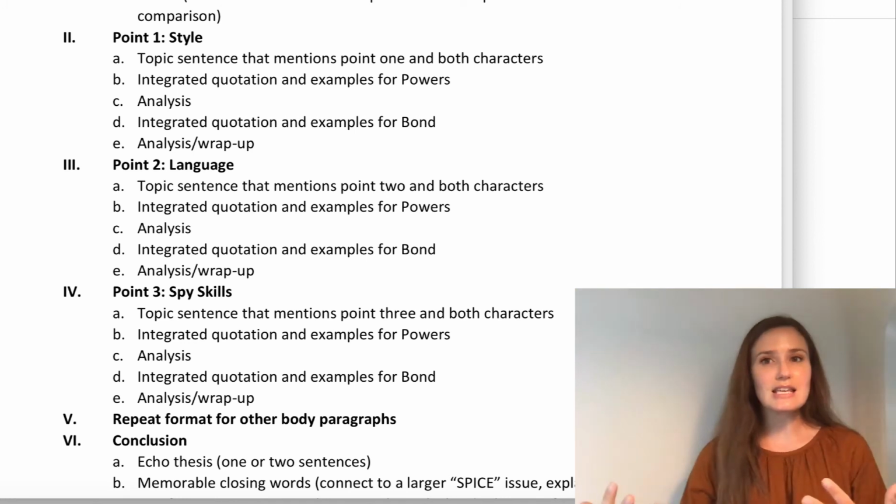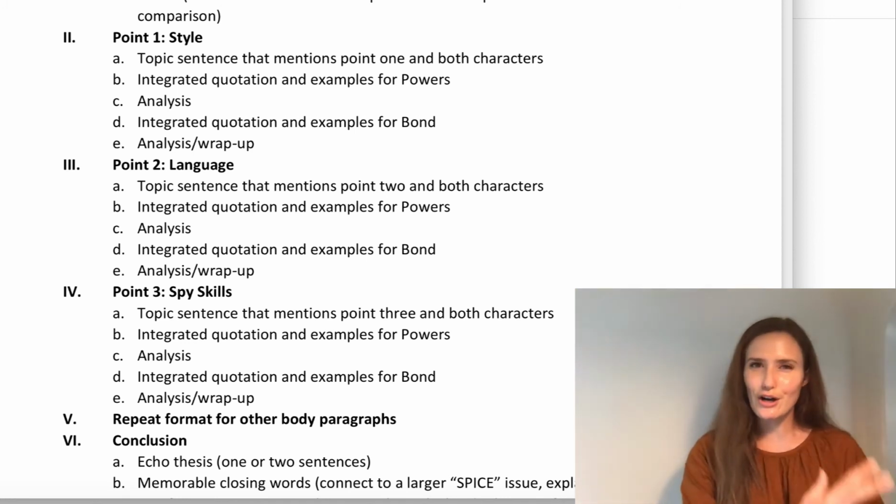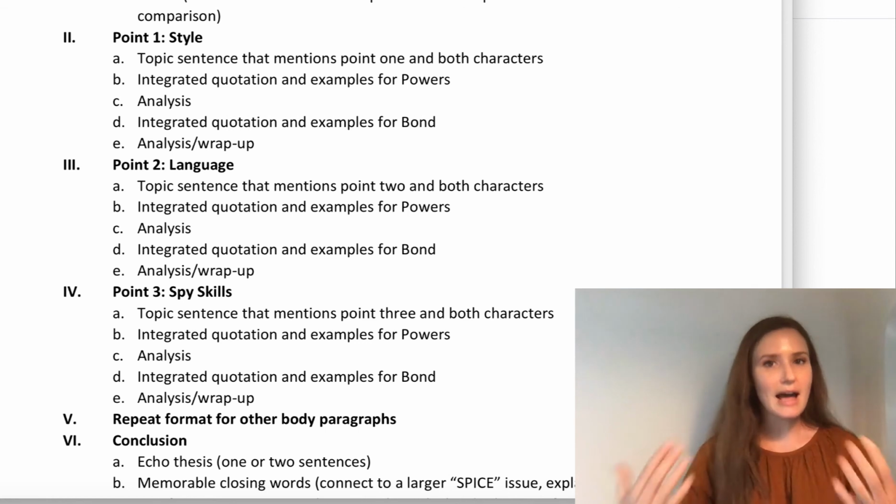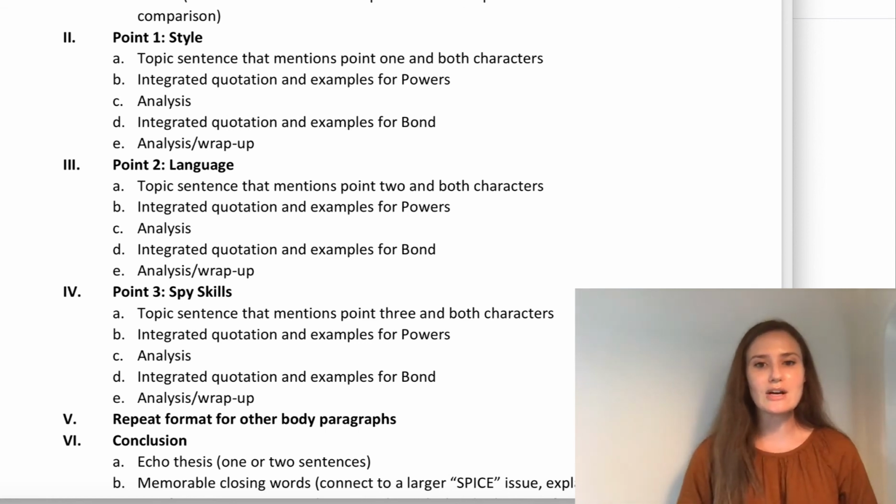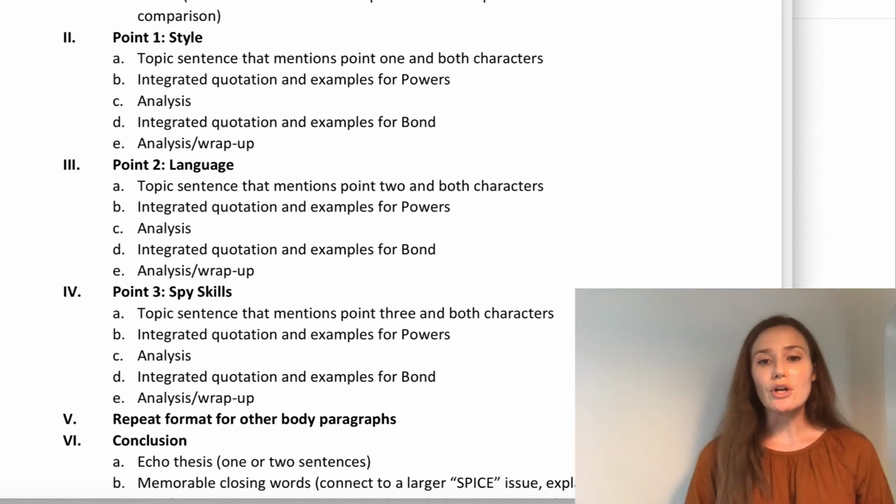It echoes the thesis. Don't cut and paste it. Don't regurgitate it, but echo the thesis. Remind the reader in different words of what your main idea was. And then don't just summarize with everything you've just said. You're beyond that at this point. End with memorable closing words.